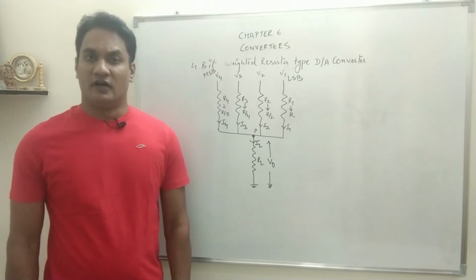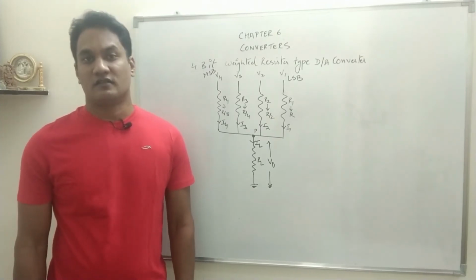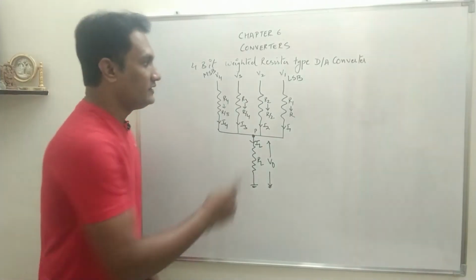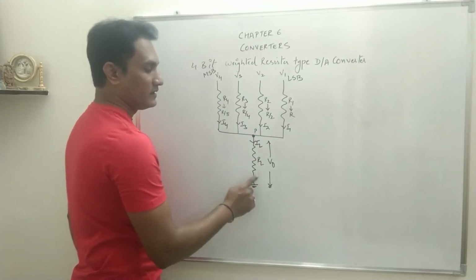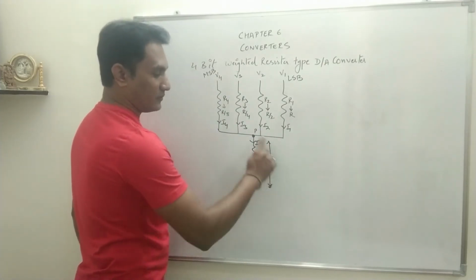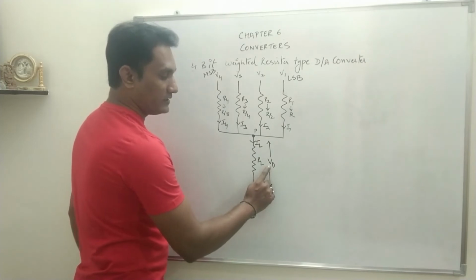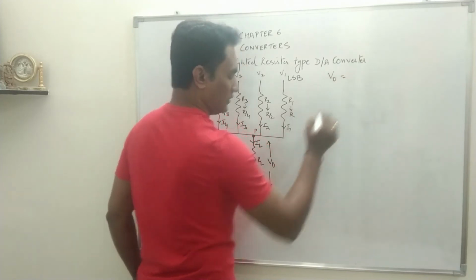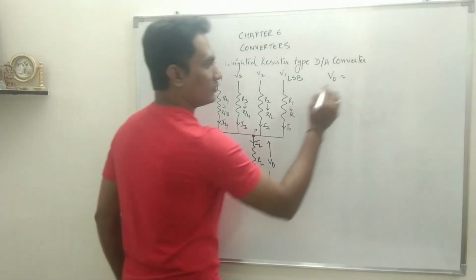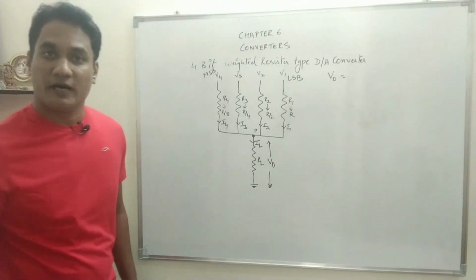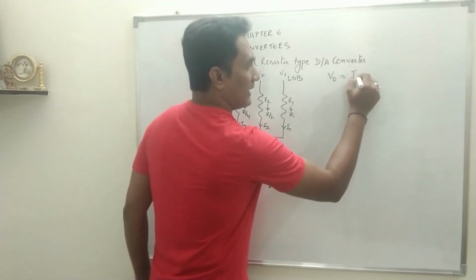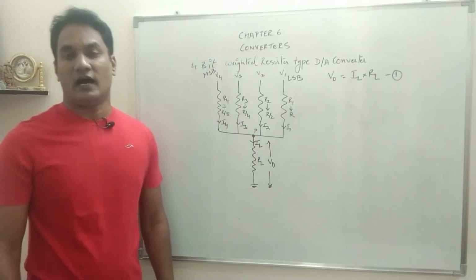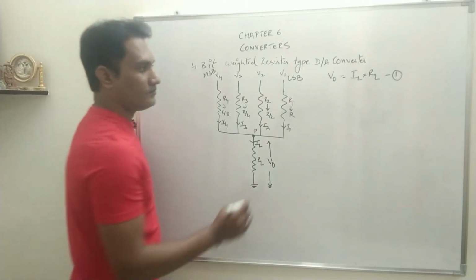Let us now derive an output voltage equation which converts the digital value or the binary information into analog voltage. In this circuit, we are going to take the output voltage from here. So according to Ohm's law, voltage is current multiplied by resistance. So V0 is equal to IL multiplied by RL. Let this be equation number 1.